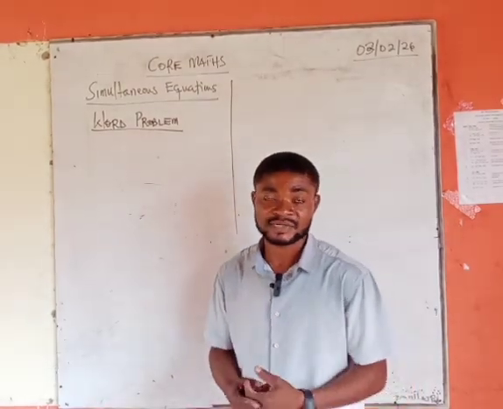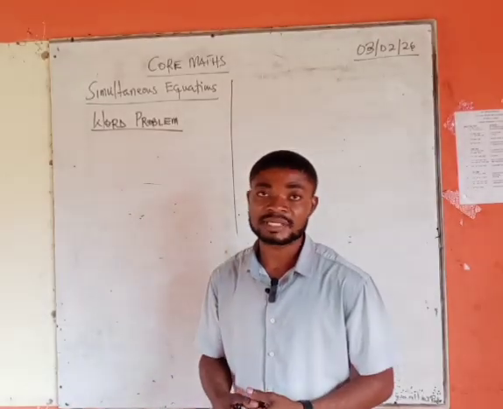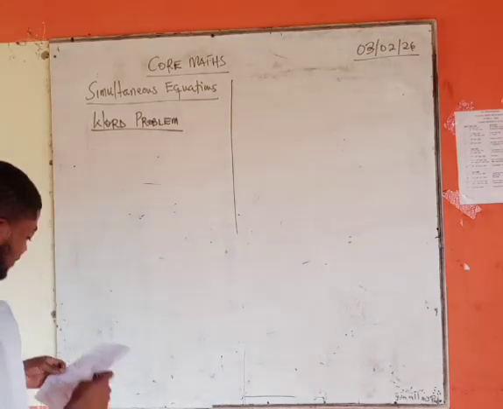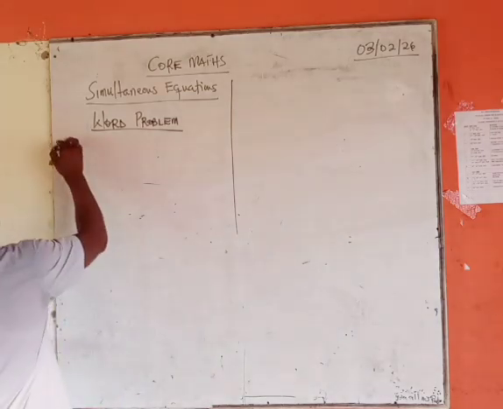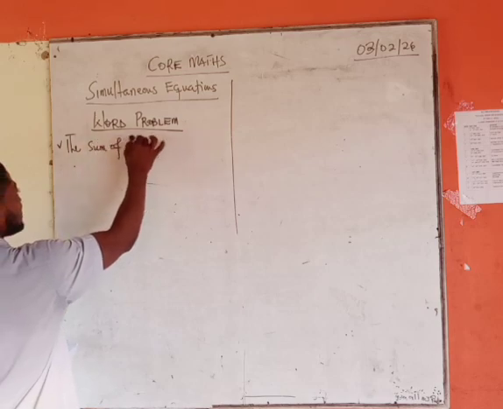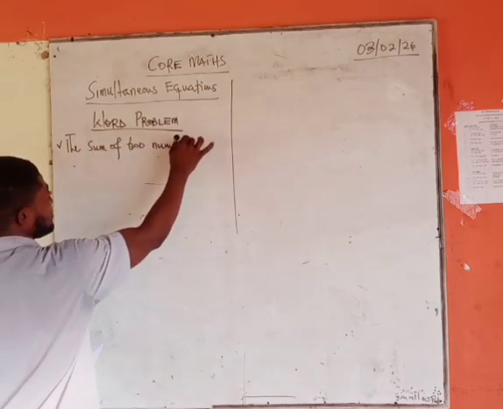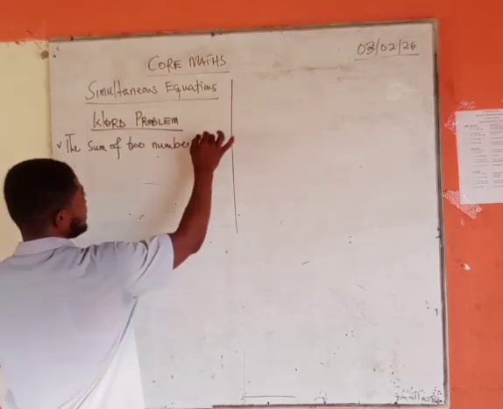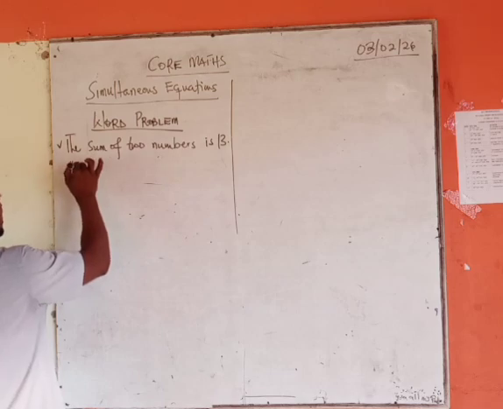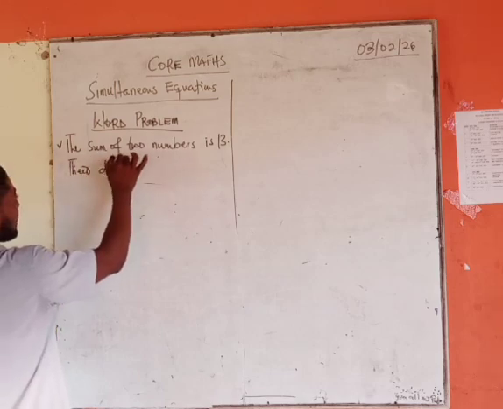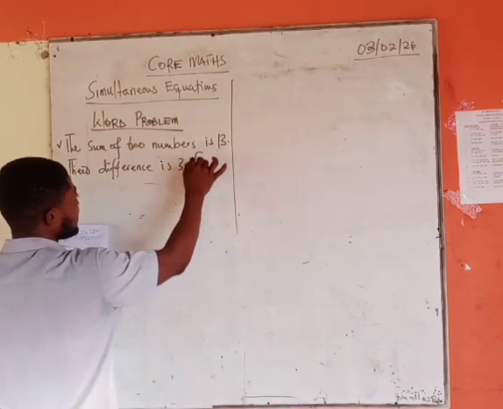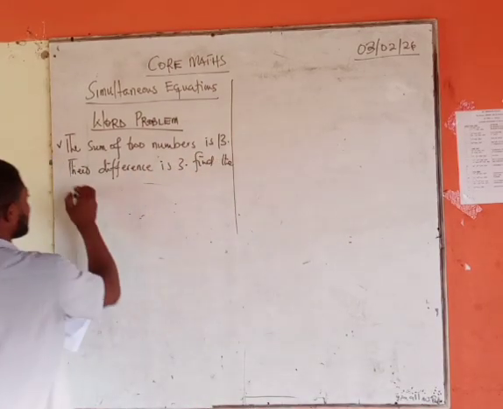Let's take an example of such a question, and then we can explore it, and maybe I'll give you one to try as well. All right, so the question reads: the sum of two numbers is 13, and no, not and. Their difference is 3. Find the numbers.